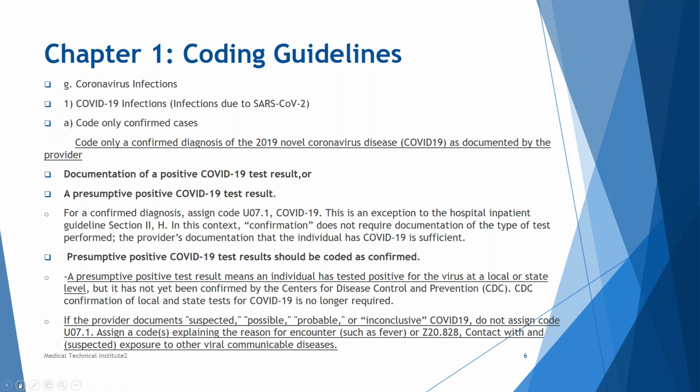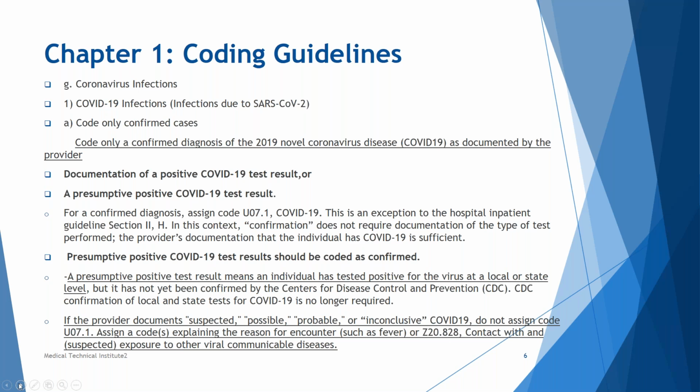Presumptive positive COVID-19 test results should be coded as confirmed. For the most part, when the outbreak occurred, once someone was presumed positive, they wanted to send the actual results off to the Centers for Disease Control and Prevention, which is the CDC, so that they can get a true confirmation. Well, as of now, this is no longer in place. Whether the test result is documented as positive or presumed positive, it is positive.